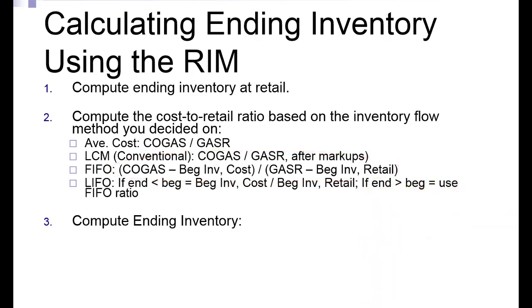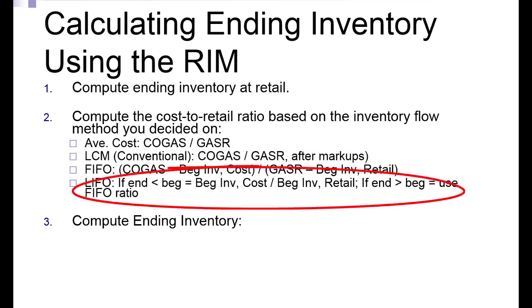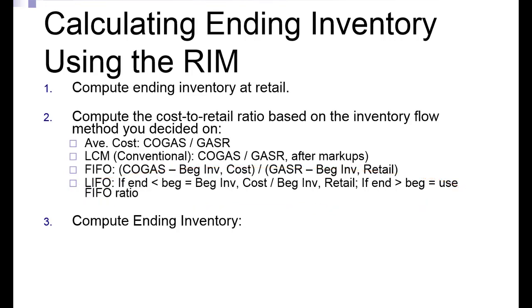LIFO is the most exciting because under LIFO, I assume my beginning inventory is there. So I'm only adding on a new layer if it's grown. If it hasn't grown, then I'm only looking at those beginning inventory numbers because that's all that's left. That's a lot of detail. You kind of need to see it in action to really feel comfortable with this.